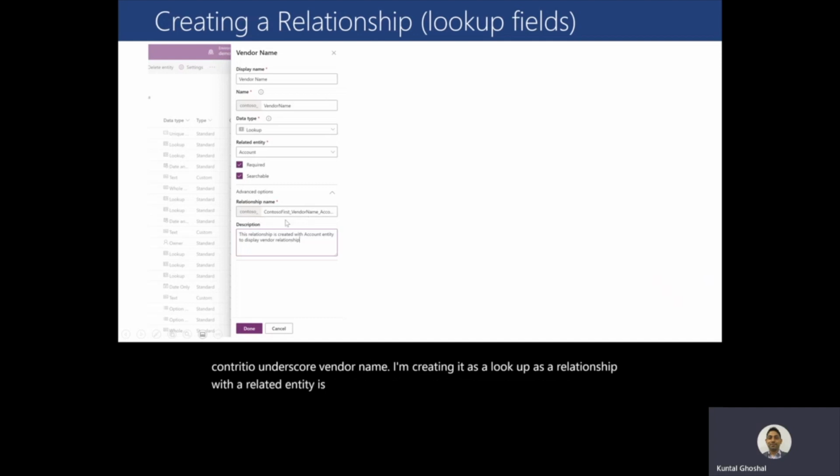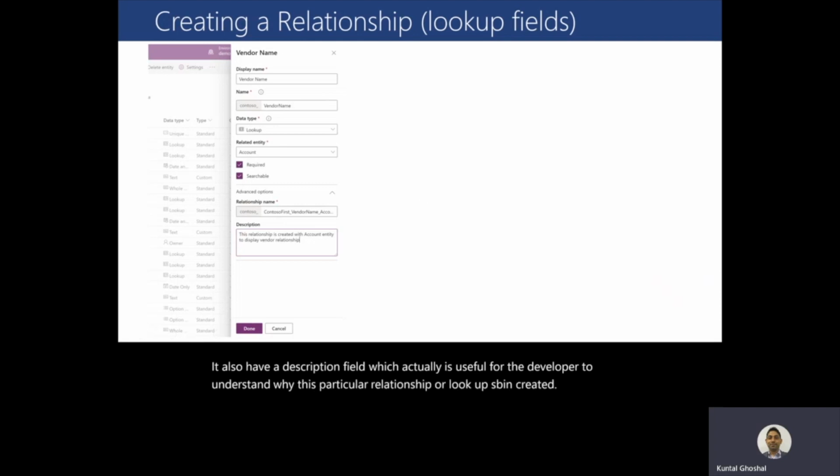And this is the actual metadata that gets stored in the database, which determines the parent-child relationship between these two entities. And it also has a description field, which is useful for the developer to understand why this particular relationship or lookup has been created.